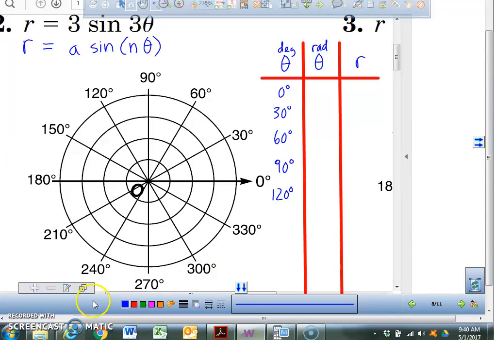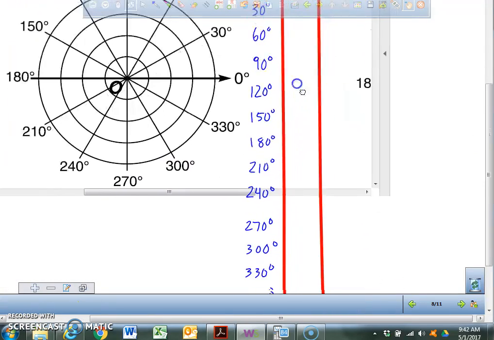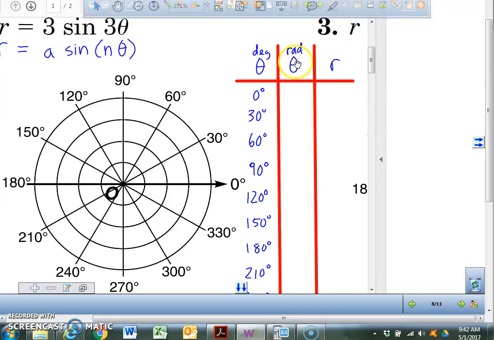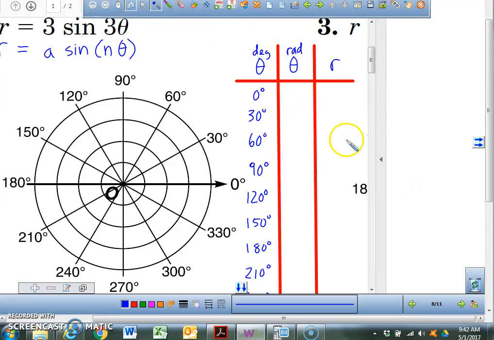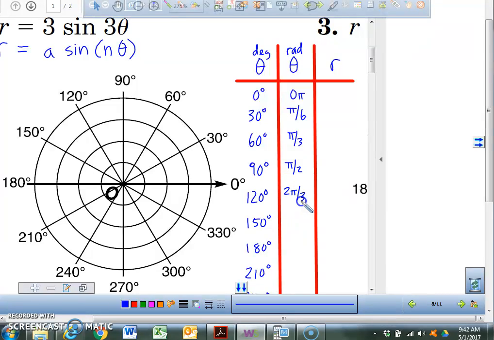I'm going to go ahead and pause the video and get that done. Now that you have listed everything from 0 to 360, we're going to write the equivalent radians. Obviously, there is going to be 0 pi radians here. 30 degrees, what does that equal? Pi over 6. 60 degrees? Pi over 3. 90? Pi over 2. What's 120? 2 pi over 3. 150? What do you have?